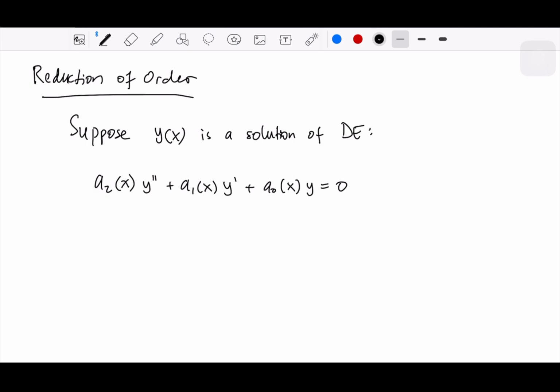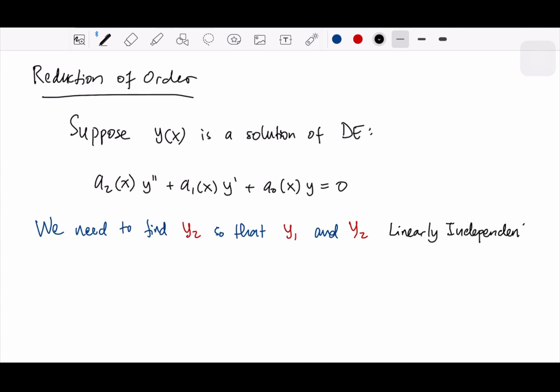So we need to find y2 so that y1 and y2 are linearly independent. That's the first thing you need to keep in mind.